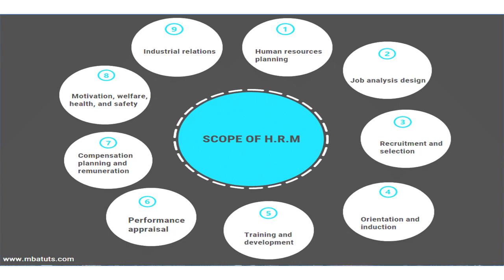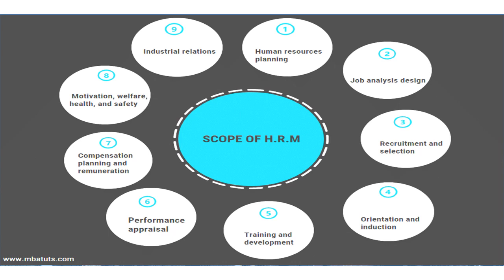So it is essential for the organization to make sure that the employees are being motivated, that they are provided with the proper information about what is happening in the organization, and that they are provided with proper health and safety facilities. So these all come under motivation, welfare, health and safety. And finally, the industrial relationship with the industry.